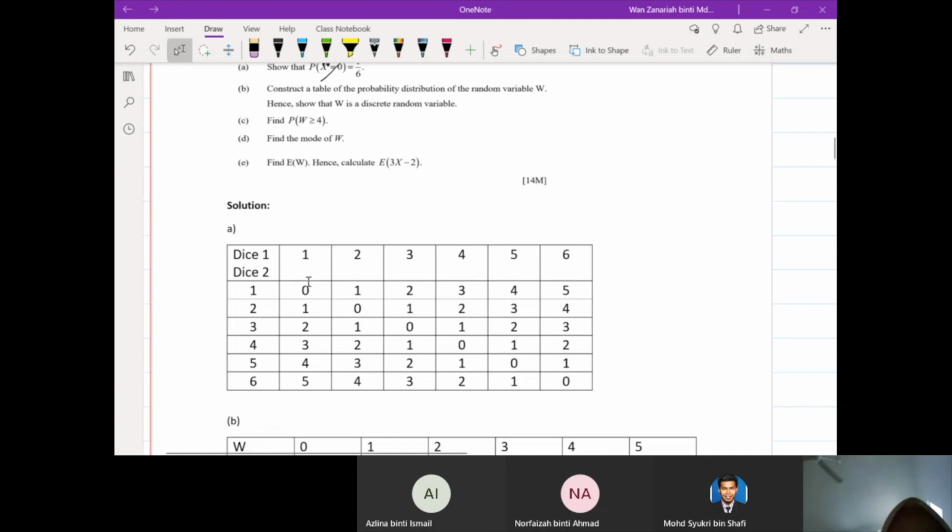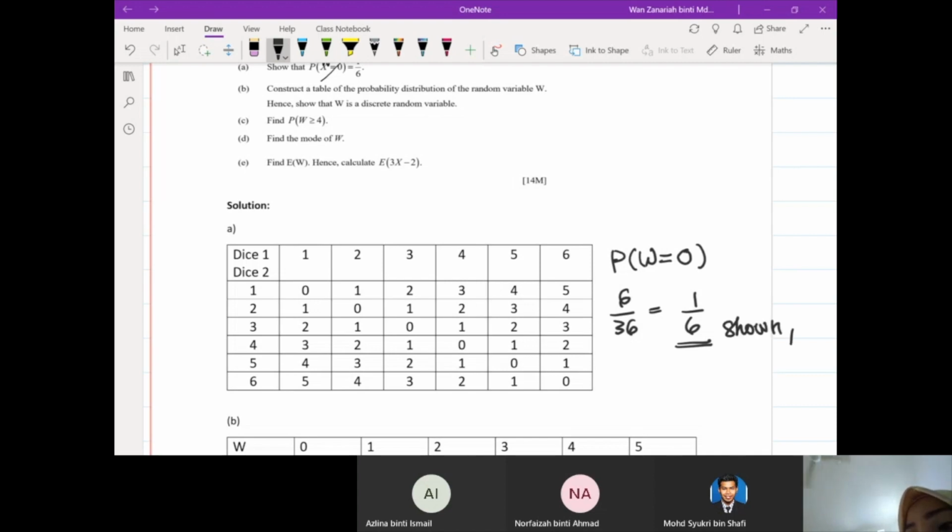Okay, so it will be when the dice appear all the same: 1, 1, 2, 2, 3, 3, 4, 4, 5, 5, and 6, 6. So this means 6 out of our sample, 6 over 36, will give us 1 over 6. So it answers the question: when the probability of W is equal to 0, we will get 1 over 6. Okay, shown. We've done part A.